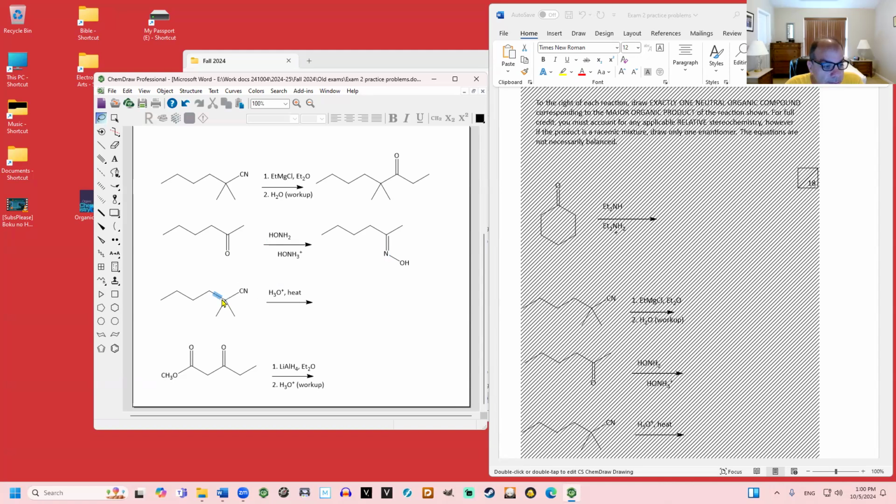And then the next one is also a nitrile reaction that we went over yesterday. We said that if you treated a nitrile with either acid or base, with either acid or base followed by acid, then you convert the nitrile into a carboxylic acid. This is a hydrolysis reaction.